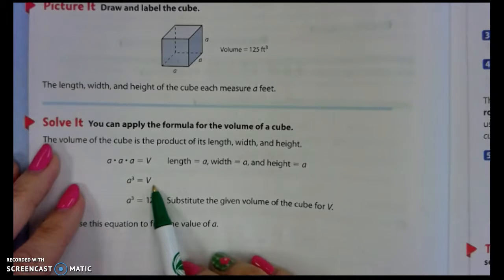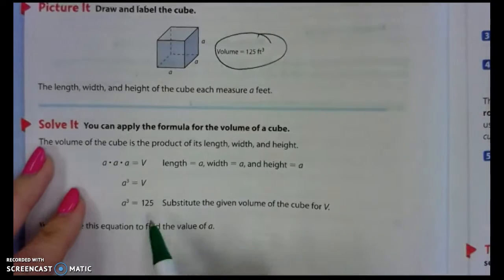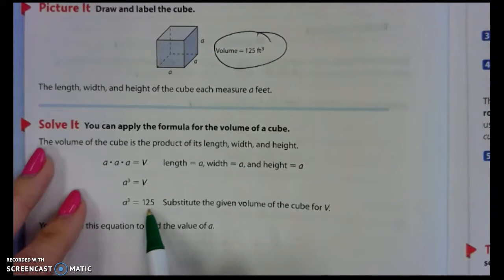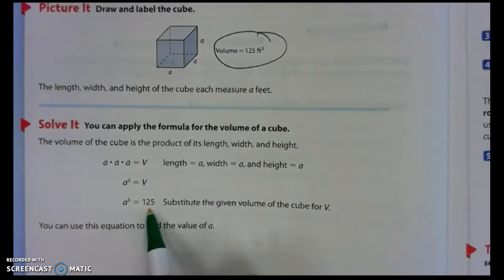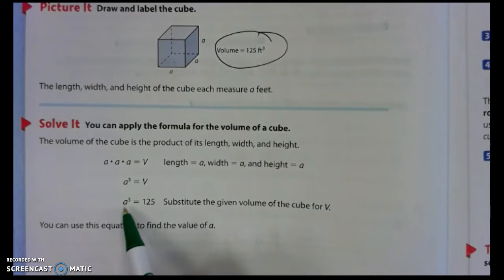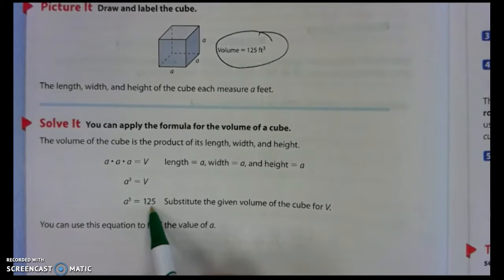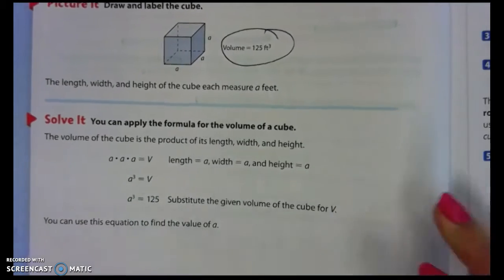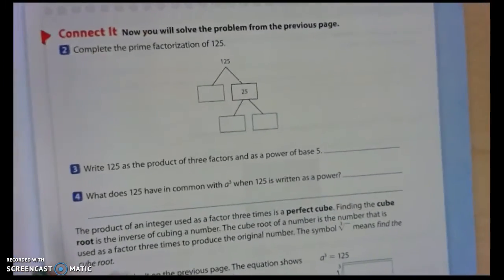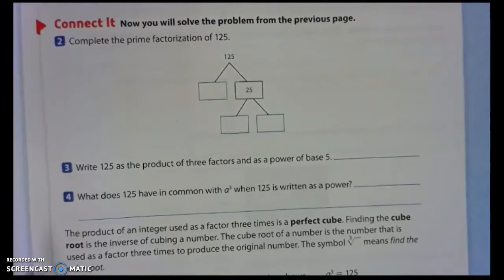Now they told us the volume up here. So you take out the V and you substitute 125. And then our formula says that A cubed is equal to 125. If you want to know the measure of A, or just one, we would have to eliminate that cube by taking the cube root of both sides. At the top of the next page is where they're showing you how to do that.